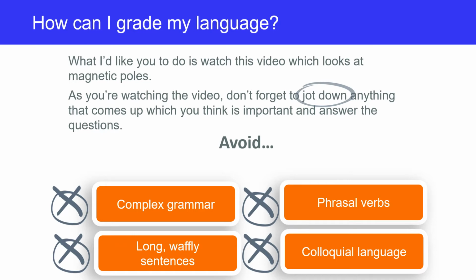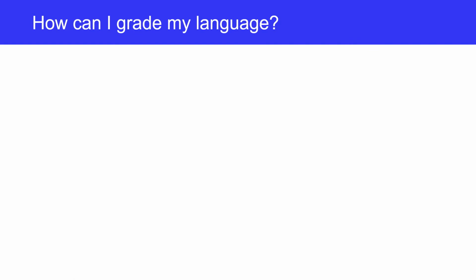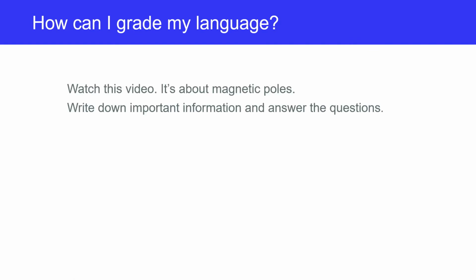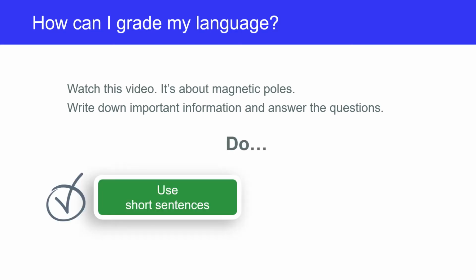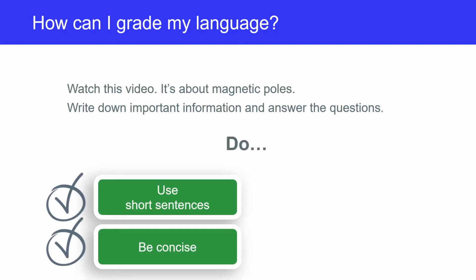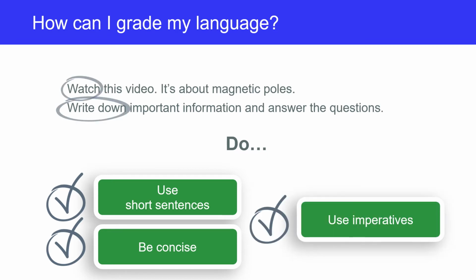Let's look at how we could grade these instructions to make them more accessible. Take a moment to read the graded instructions. To grade your language, use short sentences. Be concise and use imperatives to make the instructions clear. This eliminates extra or unnecessary language that can cause learners difficulty in accessing instructions.